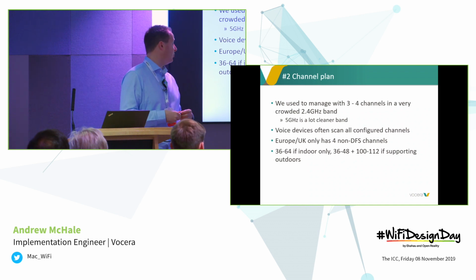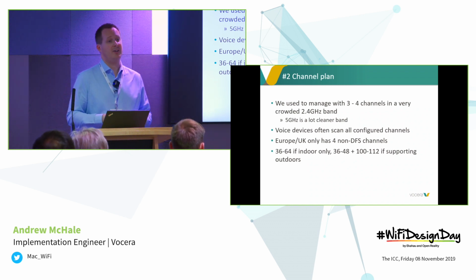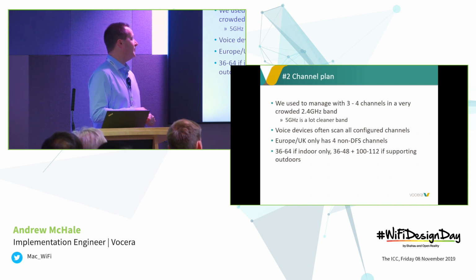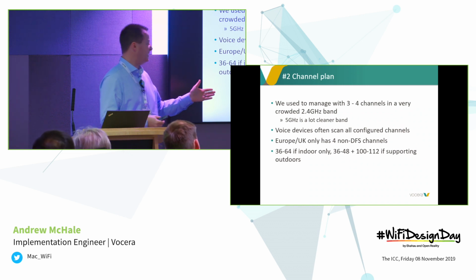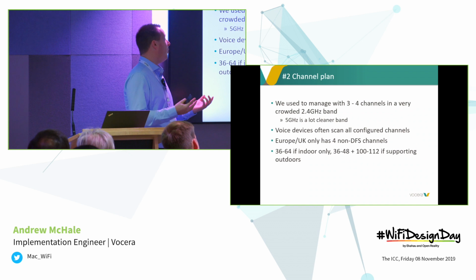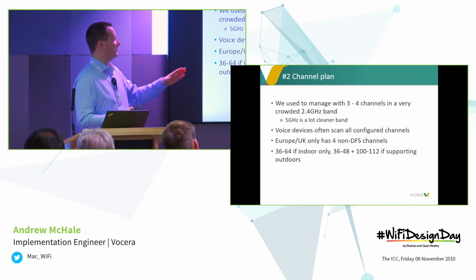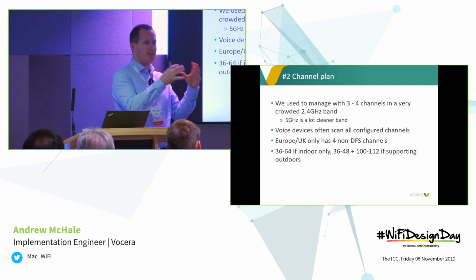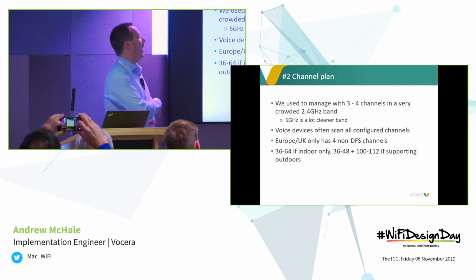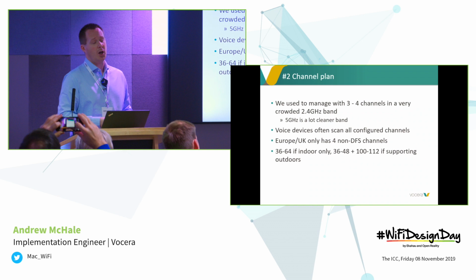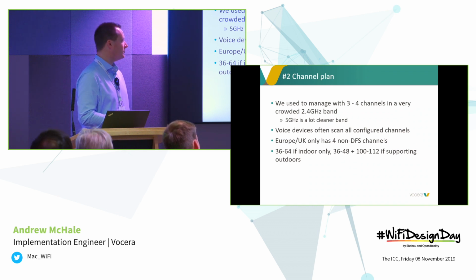The first 4 channels, in case anyone doesn't know, are our non-DFS channels, 36 to 48. And then just for sequential, easy management, we go up to the next lot. But if you need to support outdoors, then you need some channels that are allowed outdoors. So we say, okay, we'll do 36 to 48, because they're your non-DFS, they're the golden channels. Then do 100 to 112 for your outdoor APs.